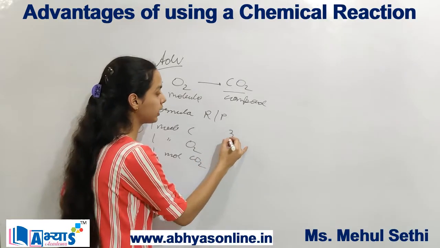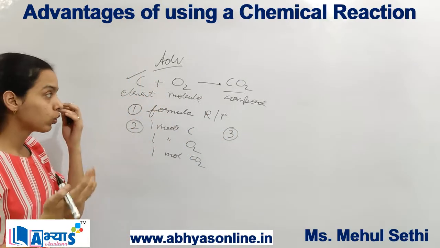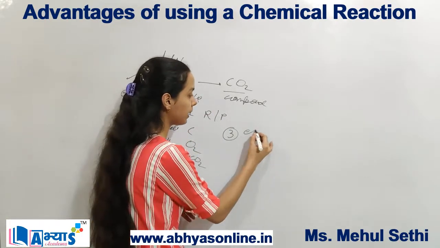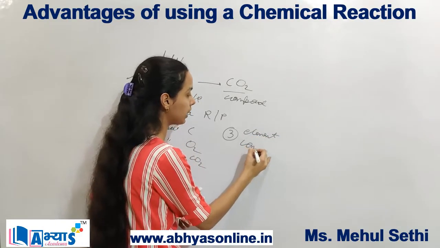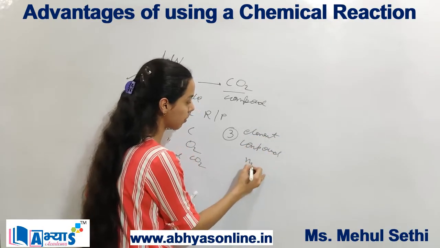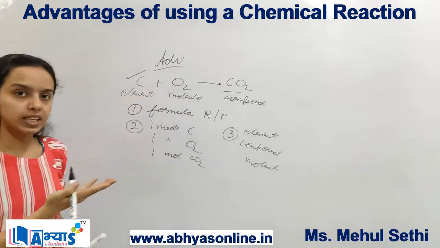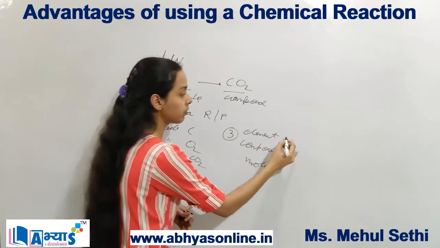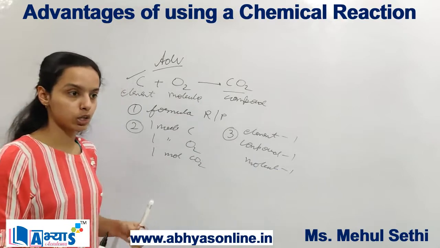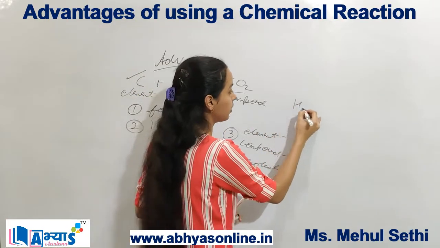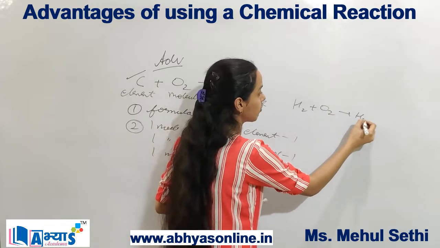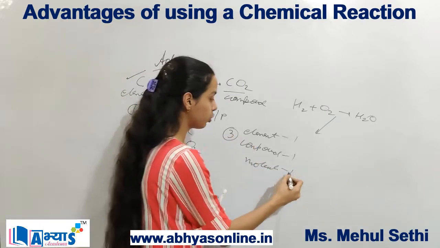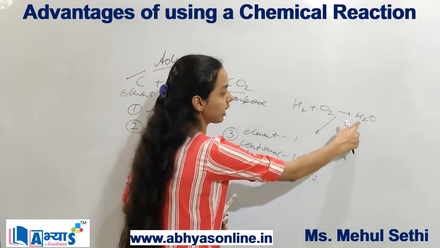The third important advantage of writing a chemical equation is that you clearly know, out of all the types of reactants or all the products, how many are the elements and how many are the compounds, and the rest of them are molecules. Clearly in this example, I have a total of 3 types of material: one is an element, one is a compound, and one is a molecule. For example, if I have hydrogen plus oxygen to give me water, in this type of chemical reaction I have no element, but I have 2 molecules and 1 compound, that is water.